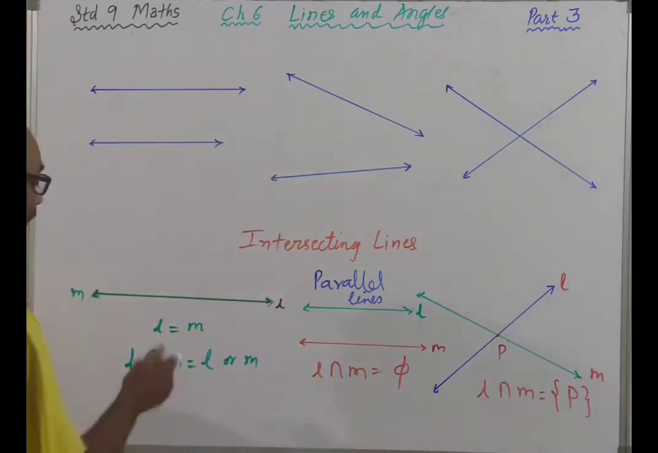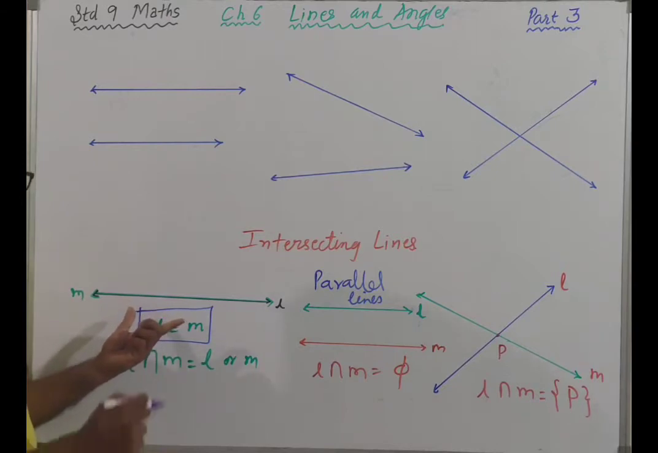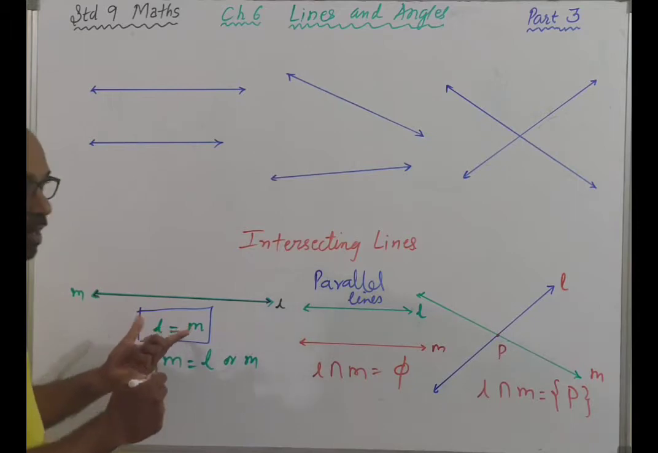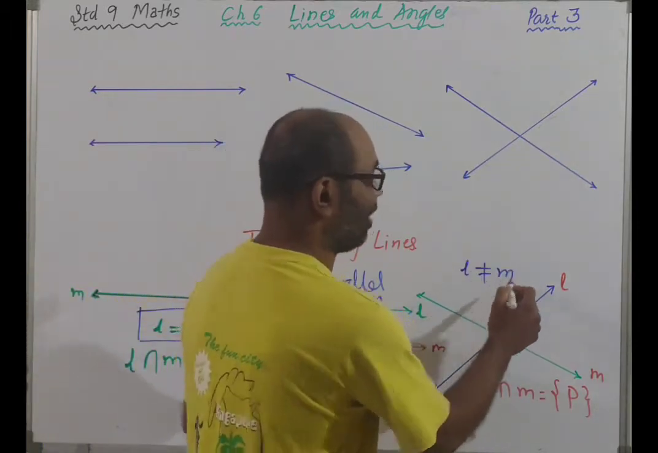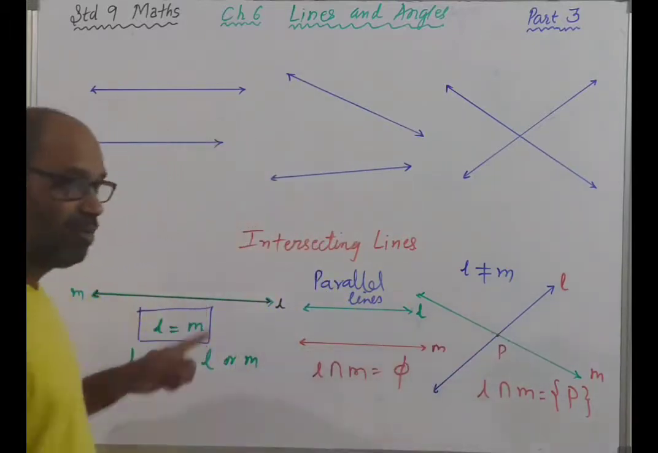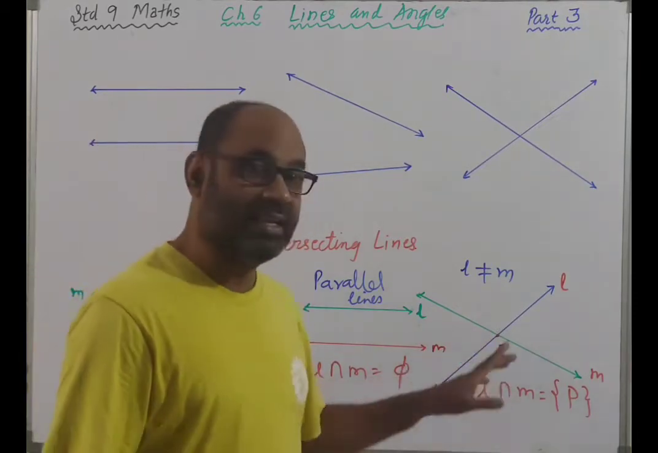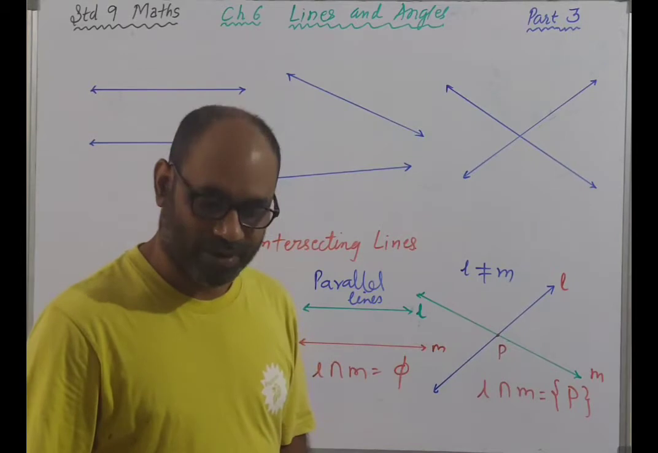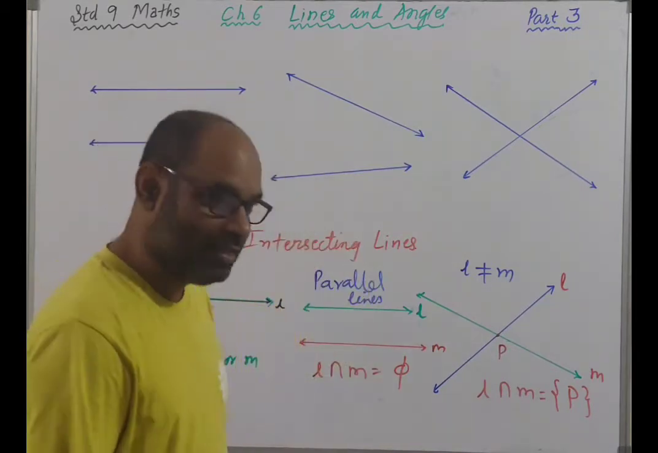Here, if the lines are equal, when they intersect each other in the line itself, then the lines are equal. But when they intersect in a point, the lines are not equal, meaning distinct. We have learnt about that. These are distinct lines, these are equal lines. So if distinct lines are intersecting, they will intersect in one and only one point. So that is all about intersection of lines.